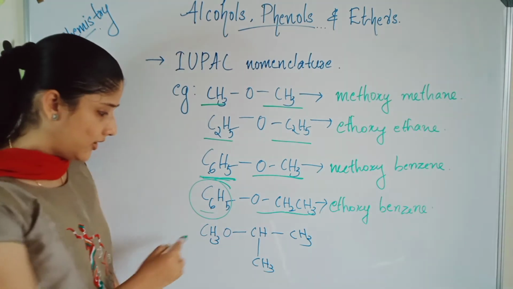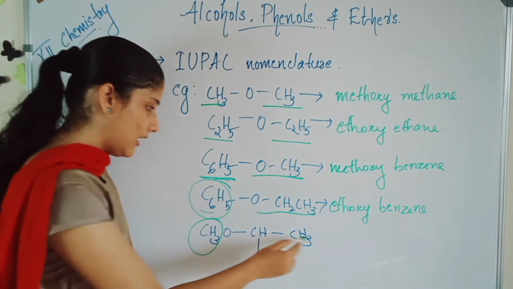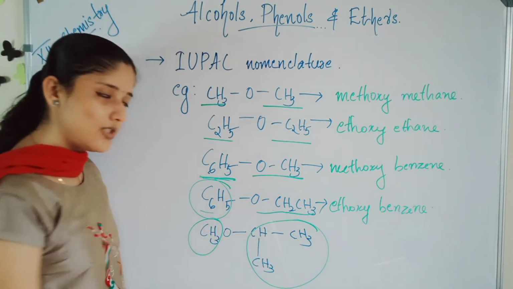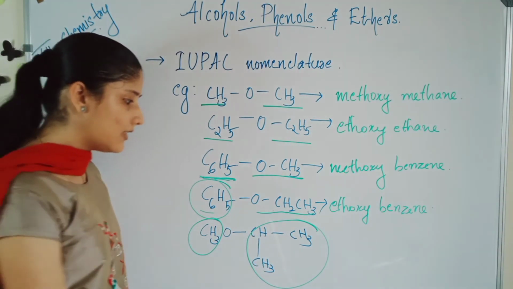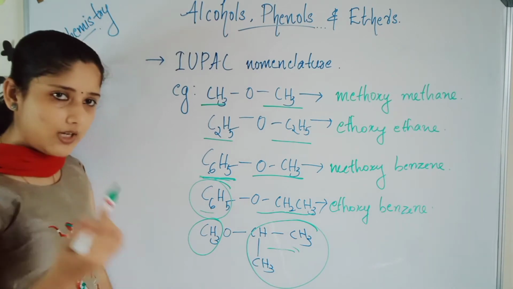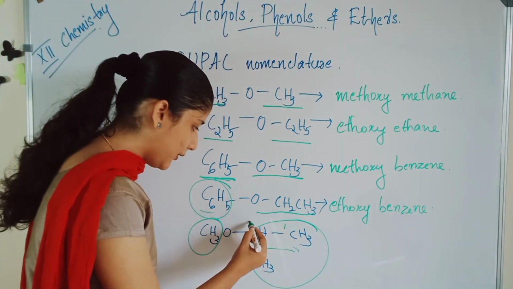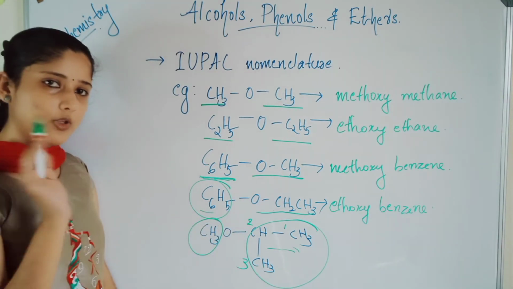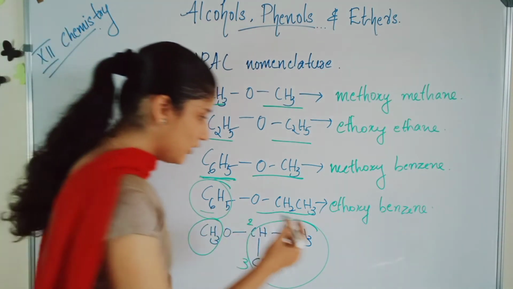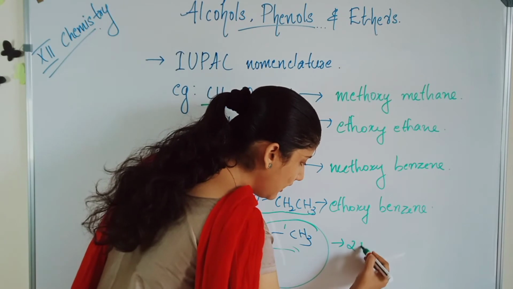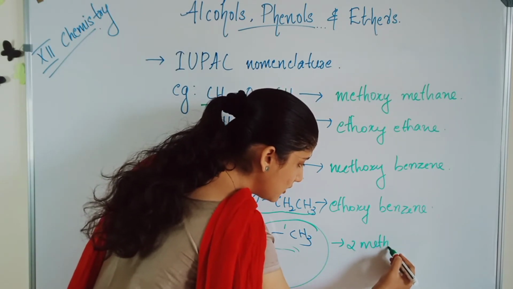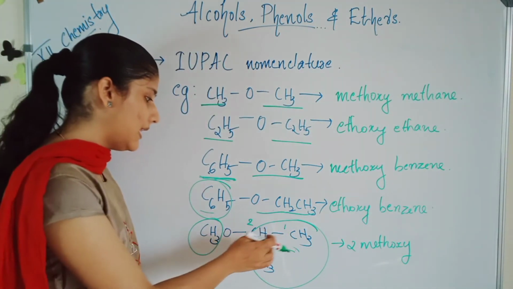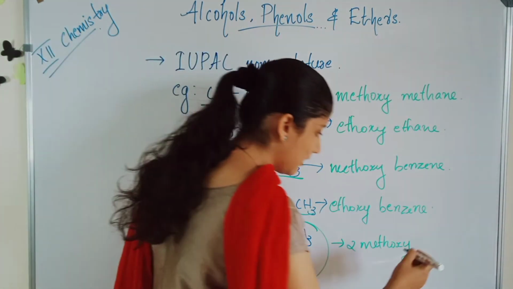The last example. Here you look. First group is CH3 and the other group is this big group, CH3 CH3. Which will be the parent? This will be the parent. So we can number them: 1, 2, 3. The second position we have the methoxy group. So 2-methoxy, and the parent, methylpropane.